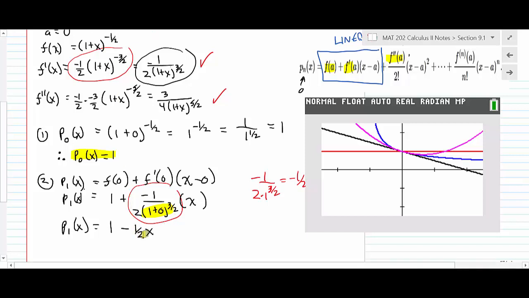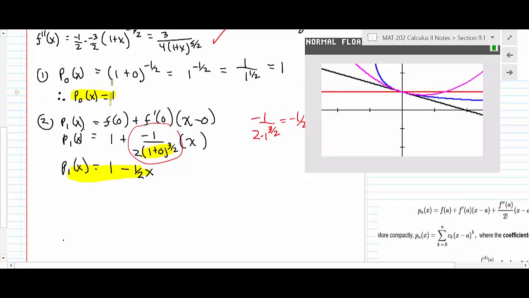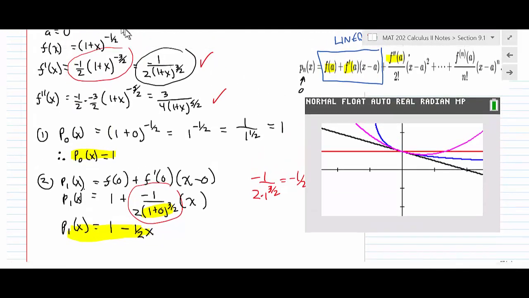Okay, so that's what the answer to the first order Taylor polynomial is. And that's a linear approximation. That's a linear equation, correct? Okay, everybody with me on that? Okay. All right, now what we need to do is go on to the next Taylor polynomial.